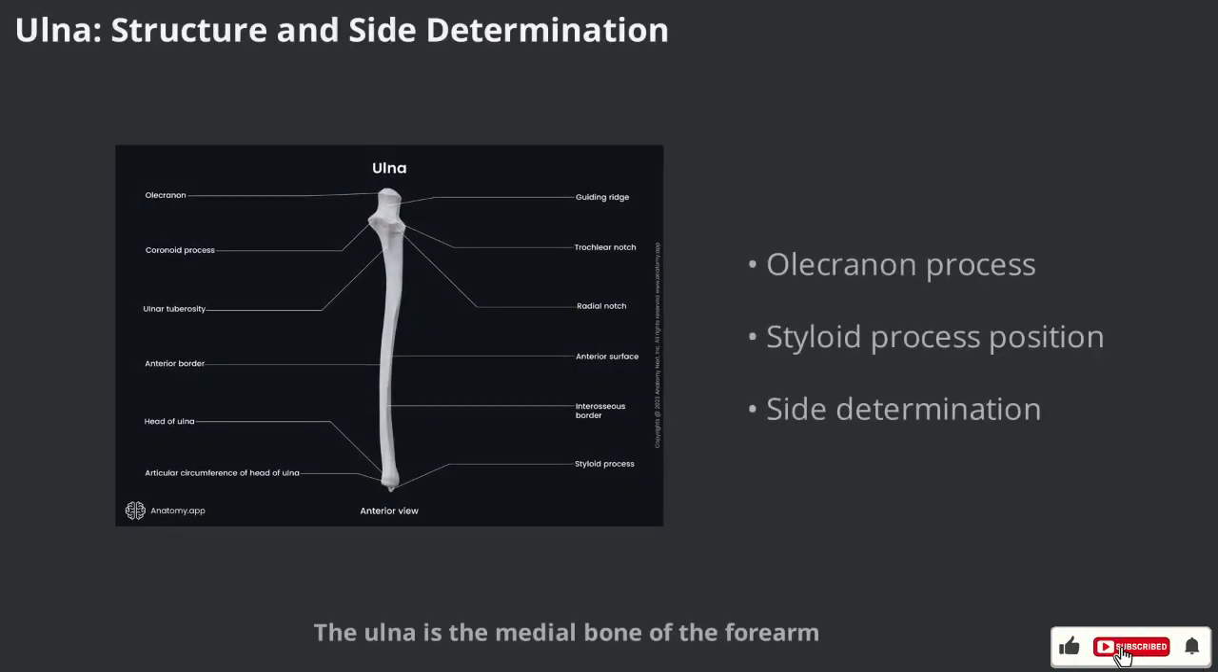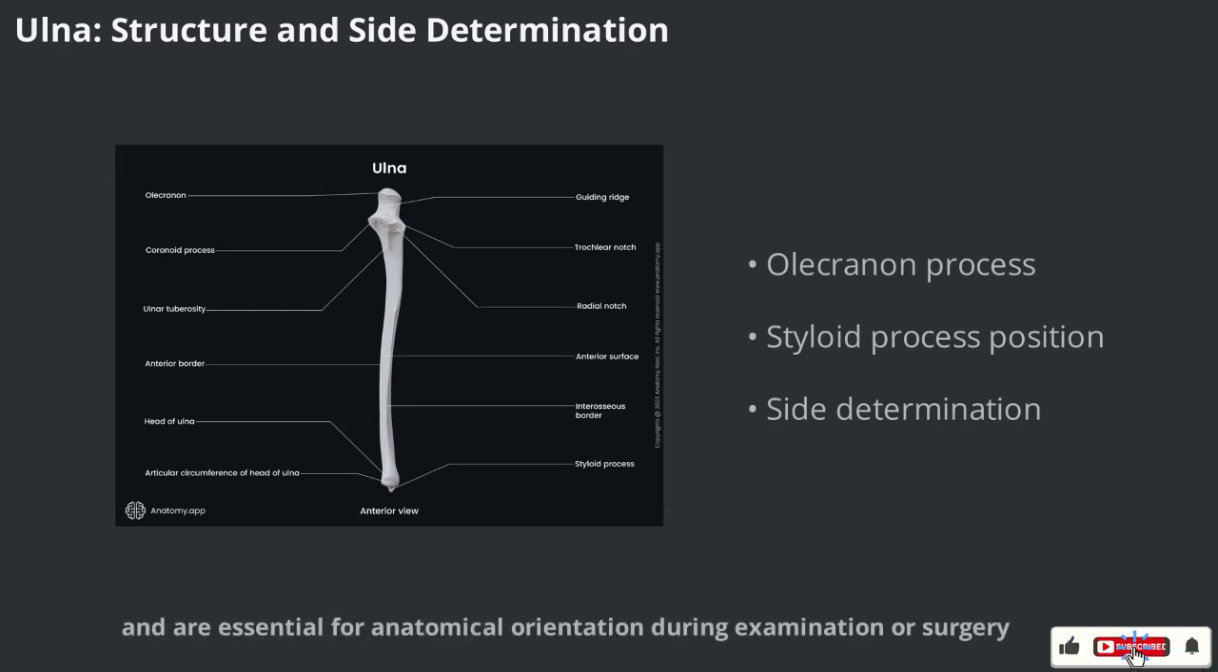Ulna is the medial bone of the forearm and is homologous with the fibula of the lower limb. It features an upper end with a hook-like olecranon, a shaft, and a lower end with a rounded head and styloid process. The upper end's concavity faces forward, and the styloid process lies posteromedial to the head. These features help determine the side of the bone and are essential for anatomical orientation during examination or surgery.